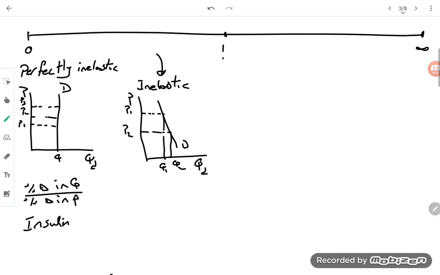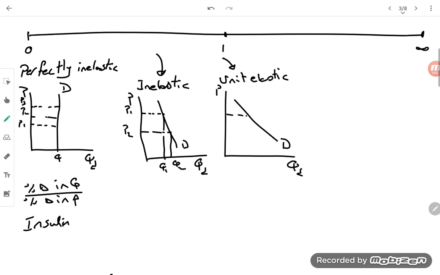What about if elasticity is 1? It is unit elastic demand. Unit elastic means that the percentage change in price is equivalent to percentage change in quantity demanded. And this is represented graphically by a 45 degree line. They are equivalent to each other.